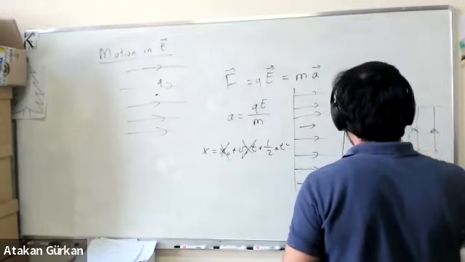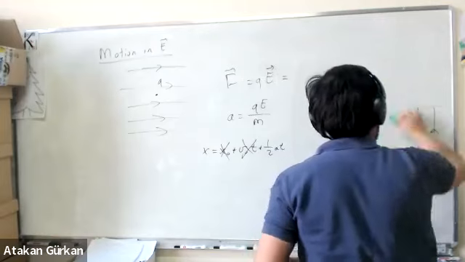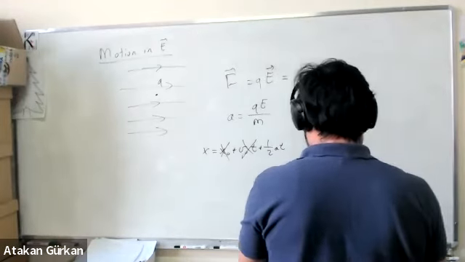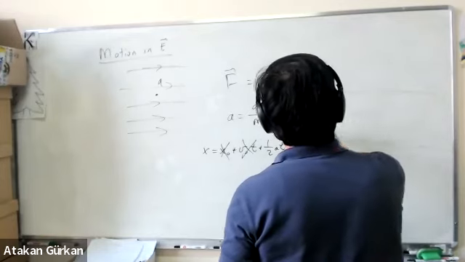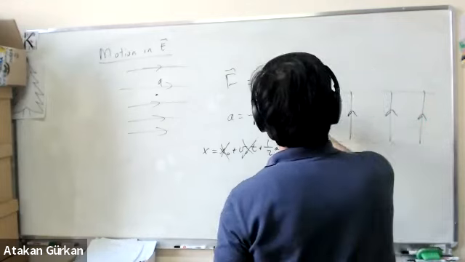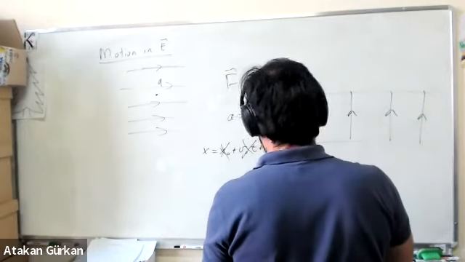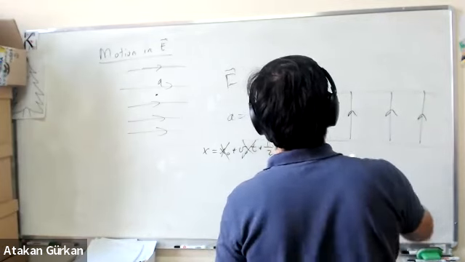Okay, let me draw this a bit larger. So this is my parallel plate. This is my electric field. And this is my individual electron. The electric field is up, the force is going to be down.